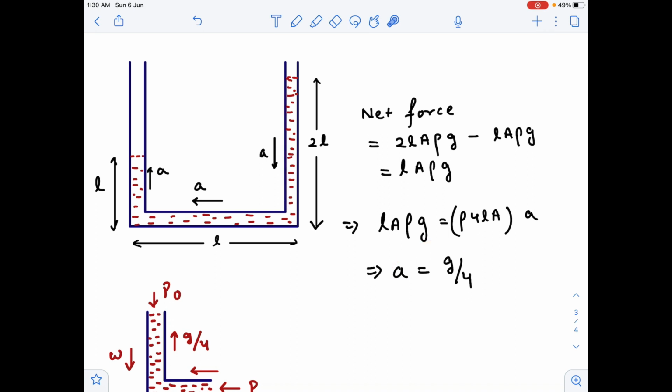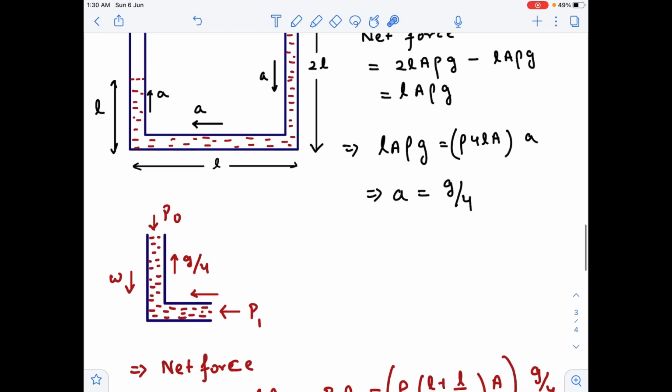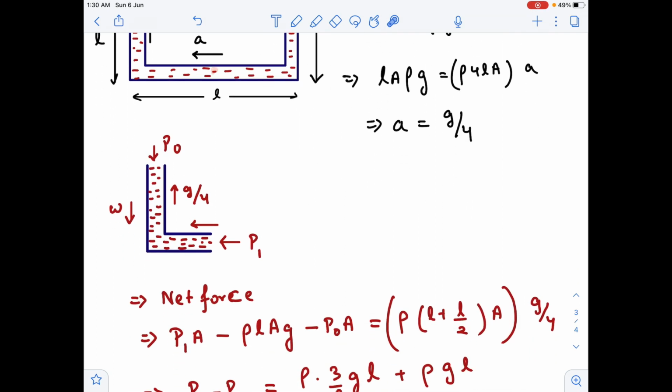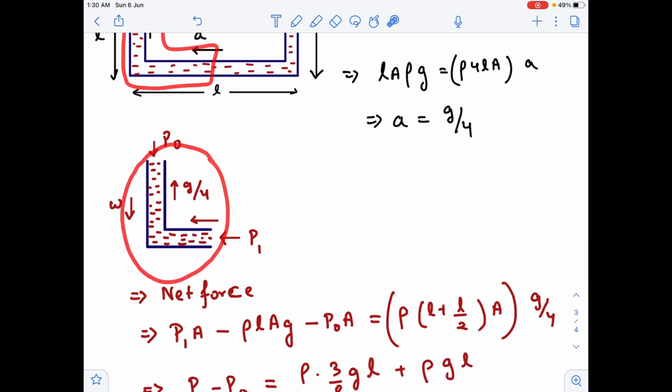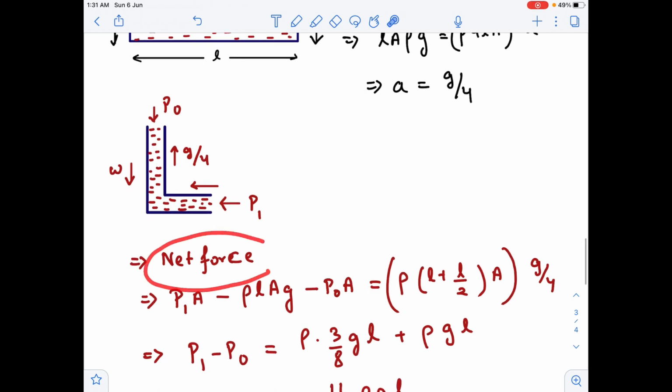Initially the acceleration was of the whole assembly, which was moving in the horizontal direction. Now for finding the gauge pressure at the midpoint, we will just take a portion of the liquid and draw the free body diagram of that portion. Atmospheric pressure is acting here, and the absolute pressure at the midpoint is P1. The weight of the liquid of this vertical column is W, and the resultant acceleration is g by 4. For the horizontal liquid it is towards the left, and for the vertical liquid it would be in the upward direction. So the net force is directed in this manner.